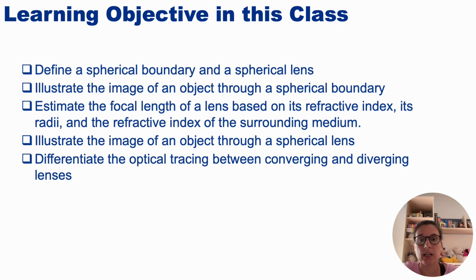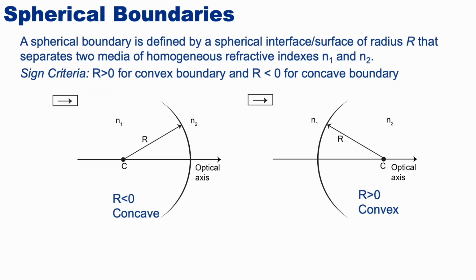In this video, we're going to describe the ray bending through a spherical boundary and a lens which consists of two spherical boundaries. We will introduce the lens maker equation that we're going to use for estimating the focal length based on the physical parameter of the lens. And finally, we're going to estimate the image location and height both mathematically and using optical tracing through converging and diverging lenses.